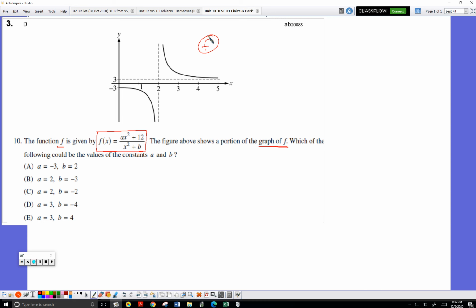Which of the following could be the values of the constants a and b? Okay, at that moment, my brain is telling me I don't have a clue what to do. Because they didn't give me anything.